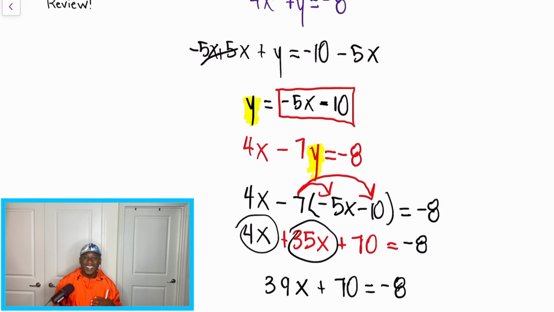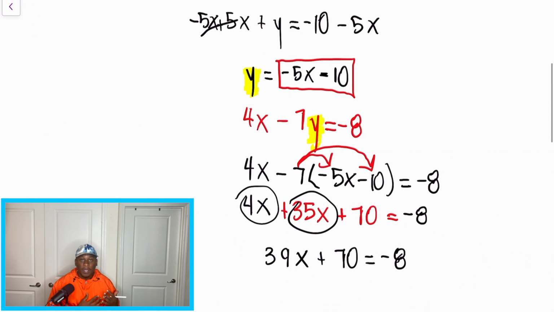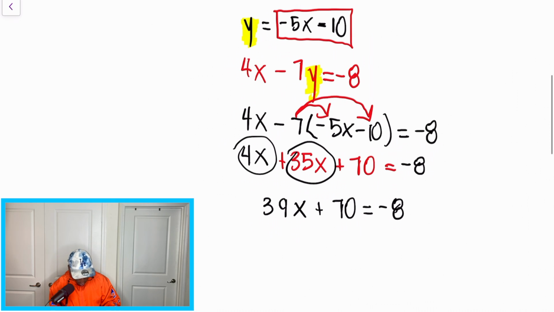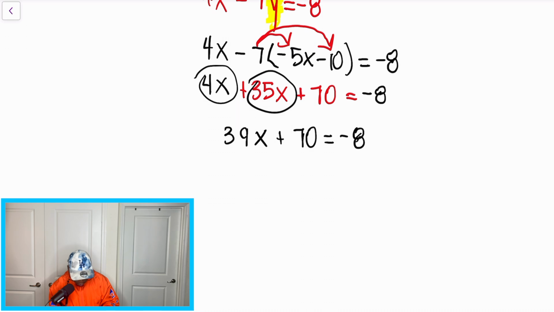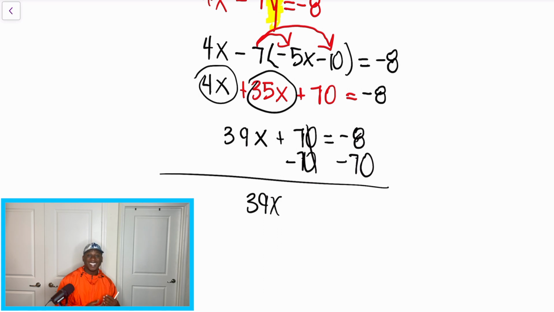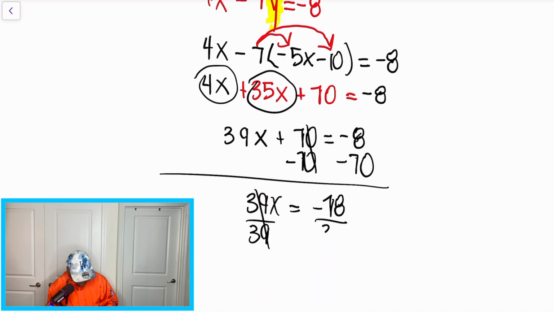So after we distribute, guys, what we have to know now is that we have to solve for x. When we continue solving this equation, we're going to subtract 70 from both sides, and we'll have 39x is equal to negative 78. And our last step is just to divide. And once we do, we're going to get a final answer of x is equal to negative 2.